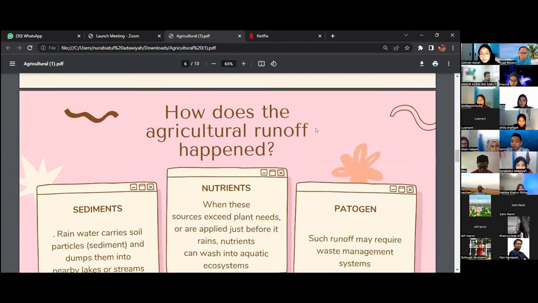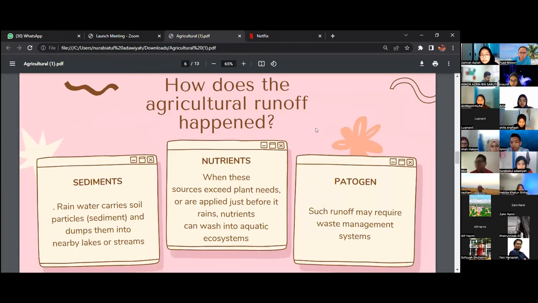Moving on. How does agriculture runoff surface? Water that flows from farms with storm water, meltwater, and irrigation ends up in nearby streams, rivers, lakes, and wetlands, potentially causing flooding and water pollution.